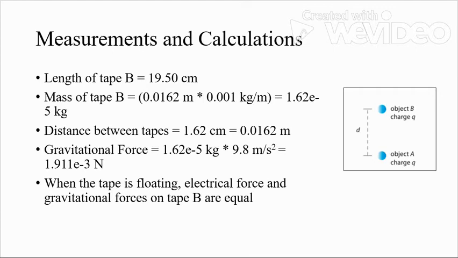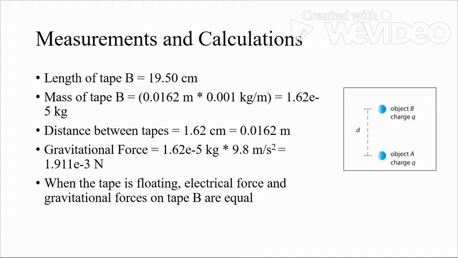So for measurements, the length of tape B was 19.5 centimeters, and then the mass of tape B was found by taking the length of the piece of tape, which was 0.0162 meters, and multiplying it by the mass per meter, which is 0.001 kilograms per meter, and we get 1.62e-5 kilograms.